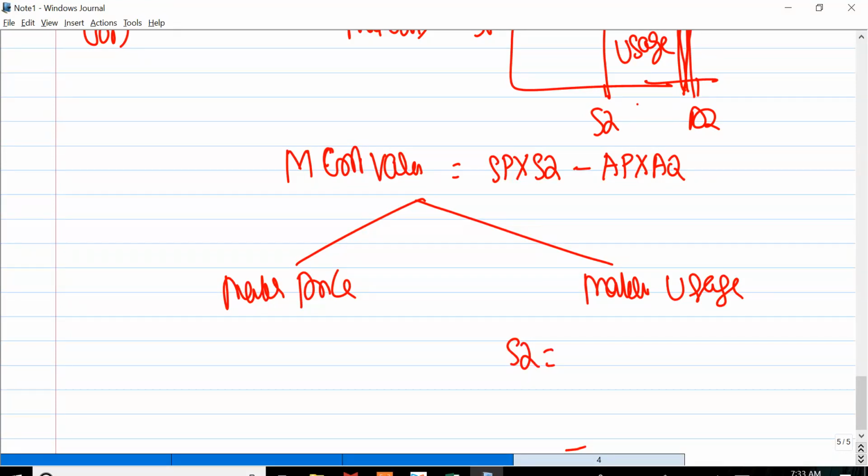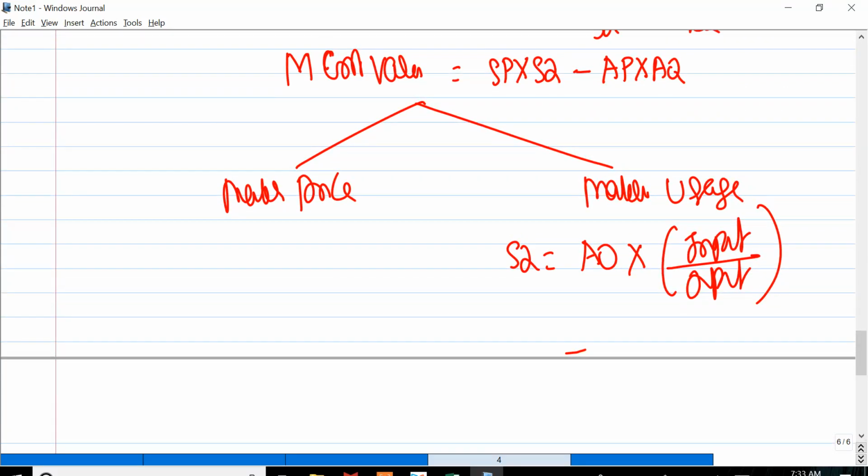Formula, write this. SQ is equal to AO into input by output. We used this formula in EOQ when we calculated annual demand of raw material as annual production into input by output. Output means production, input means raw material. Actual output into input by output.